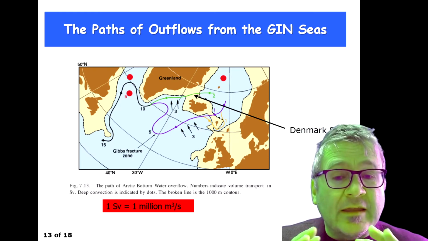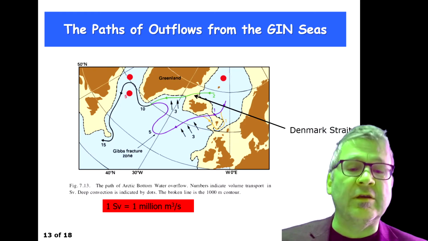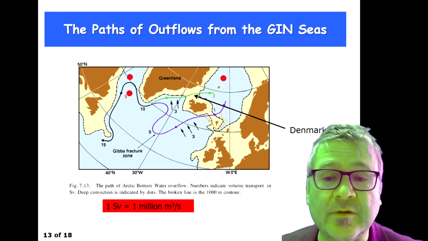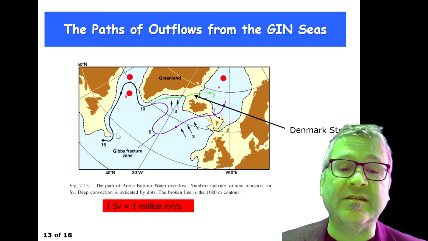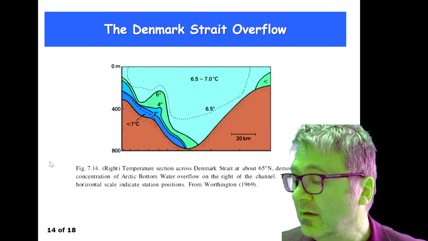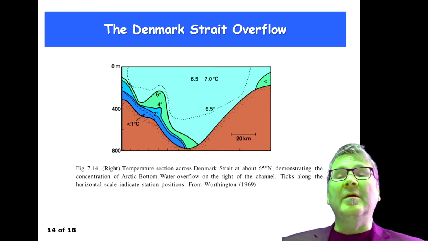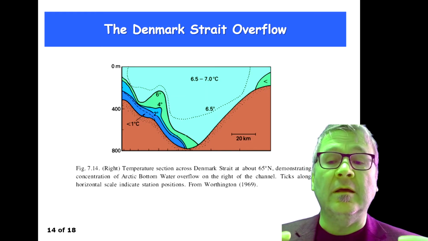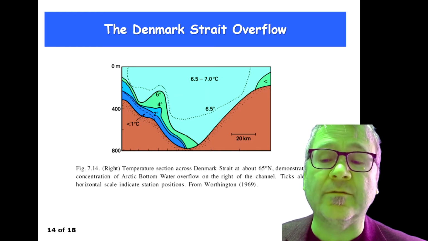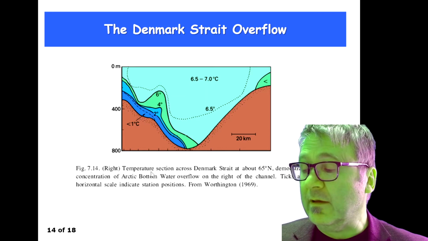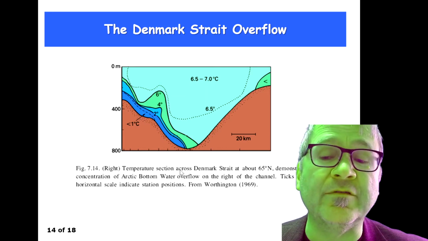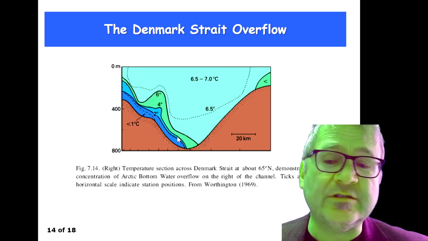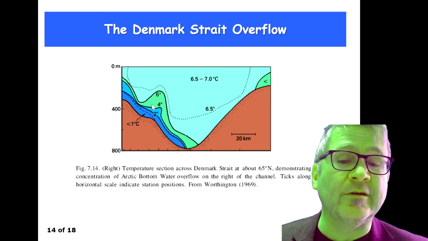Okay, so let's have a look at how it now looks in detail. So if you go and measure the outflow in Denmark Strait, and we actually do have direct measurements from the Denmark Strait, let's see how that looks. Next slide, here are some measurements of the temperature field if you cut across the Denmark Strait. Okay, and you can see in terms of the structure, there is a flow of water. And in this region, it's 2 degrees cold. It's the coldest water here.